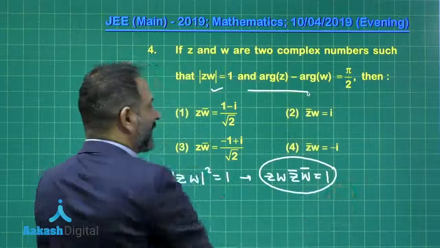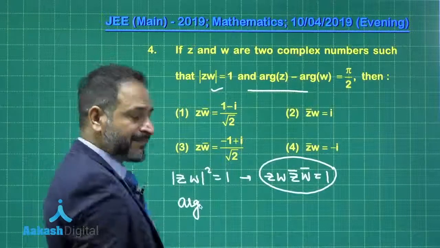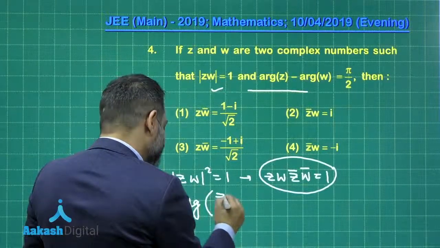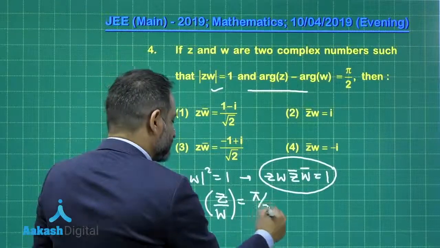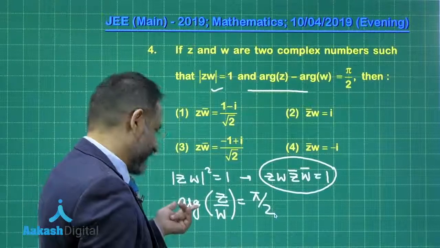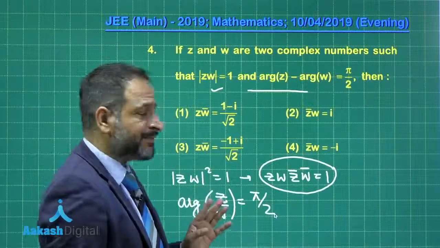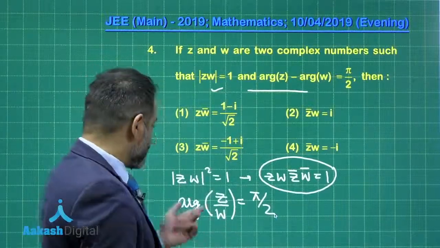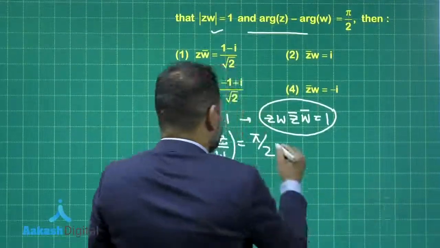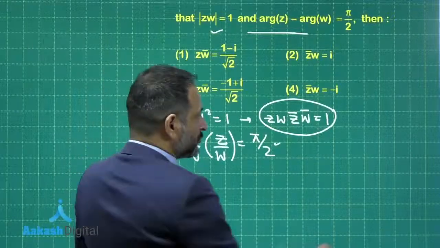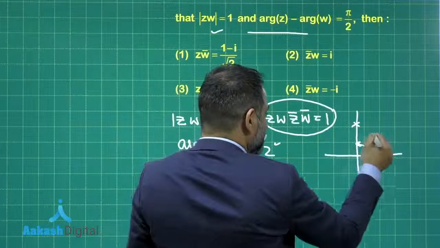And again we know by the property of argument that the argument of z minus the argument of w can be written as the argument of z upon w, which is equal to pi by 2. Now again, because the modulus is eliminated, we will be eliminating the argument, then we will be able to find these relations. So to get rid of this argument, we know if the complex number has the argument pi by 2, that means this complex number is lying here, that is why the argument is pi by 2.